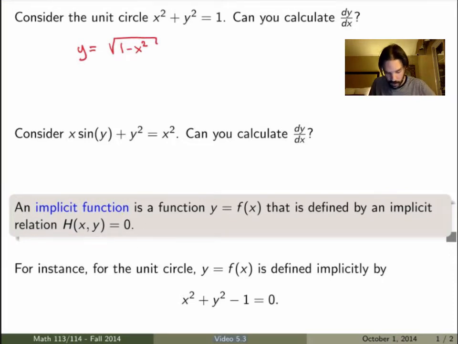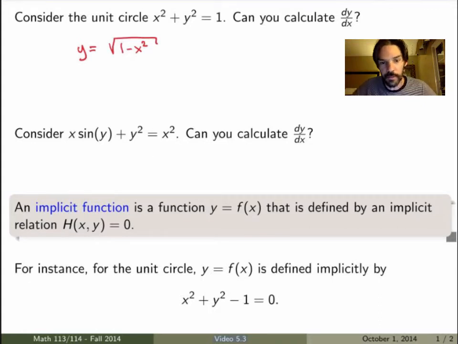In the case of the unit circle, for example, the relation was just x squared plus y squared equals 1. Now here we could solve explicitly, but if you just give me this, this is an implicit function, defined implicitly by the relation. In this case, we have the implicit relation and we cannot solve explicitly. So this is an implicit function as well.